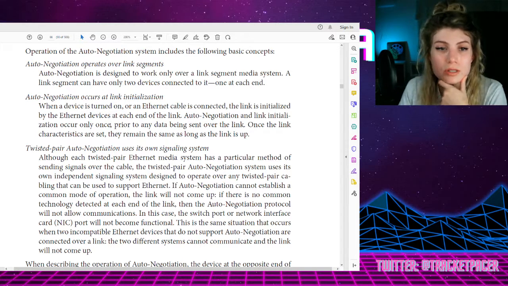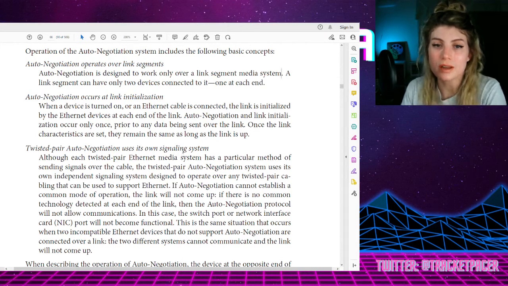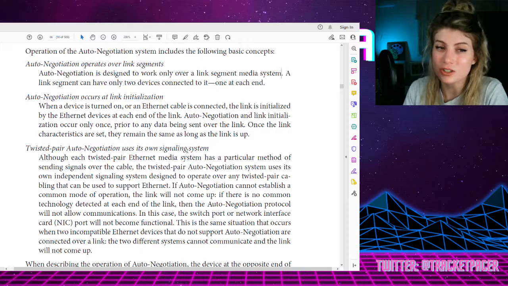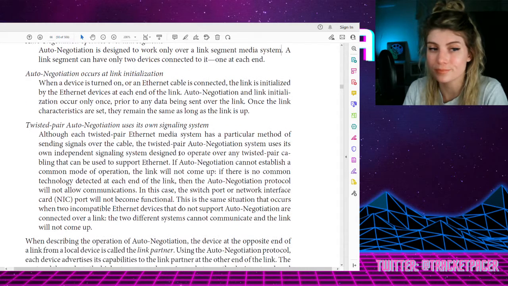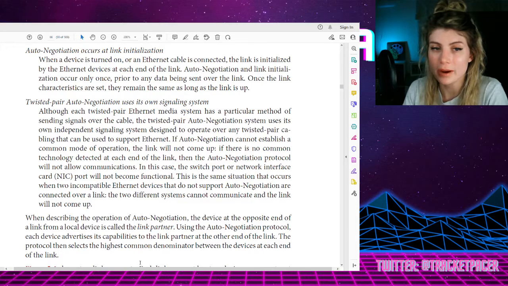Auto negotiation occurs at link initialization. When a device is turned on or an Ethernet cable is connected, the link is initialized by the Ethernet devices at each end of the link. Auto negotiation and link initialization occur only once prior to any data being sent over the link. Once the link characteristics are set, they remain the same as long as the link is up. Twisted pair auto negotiation uses its own signaling system.